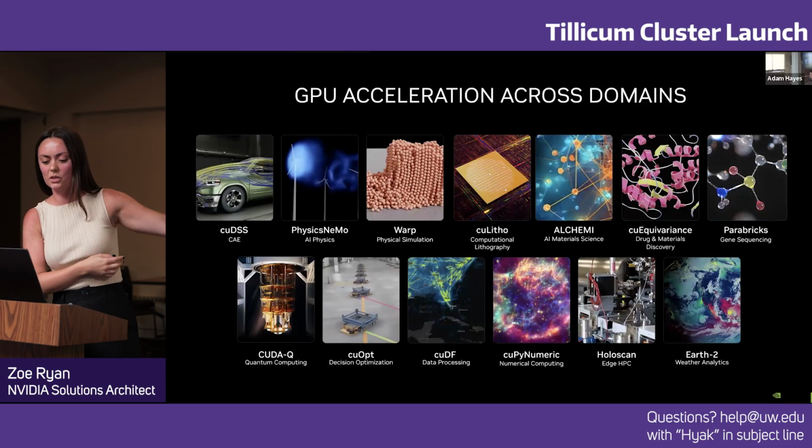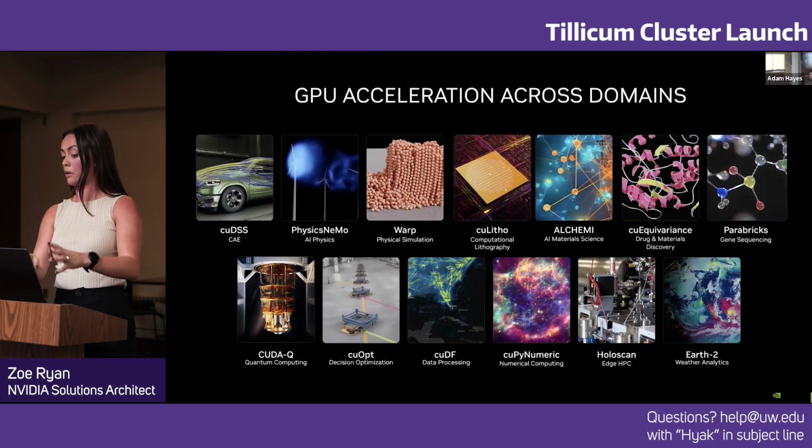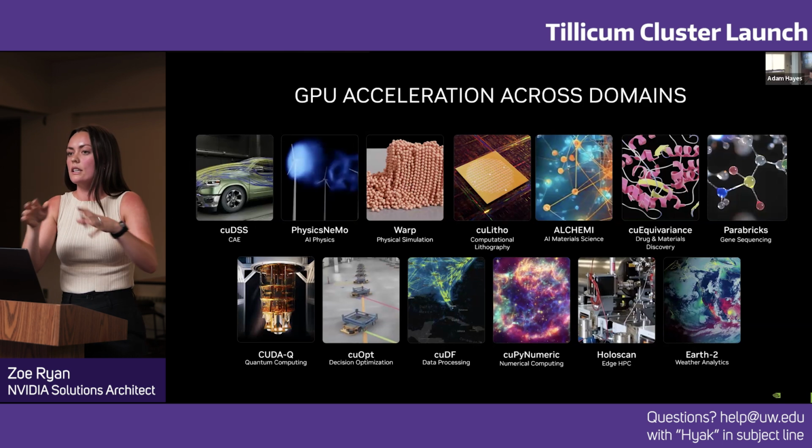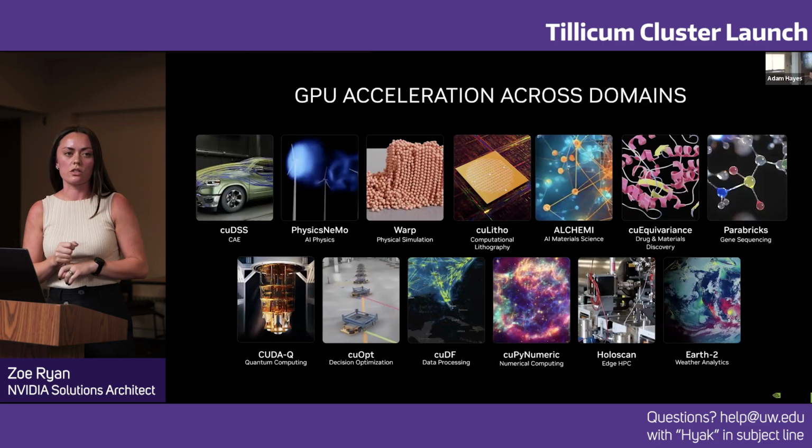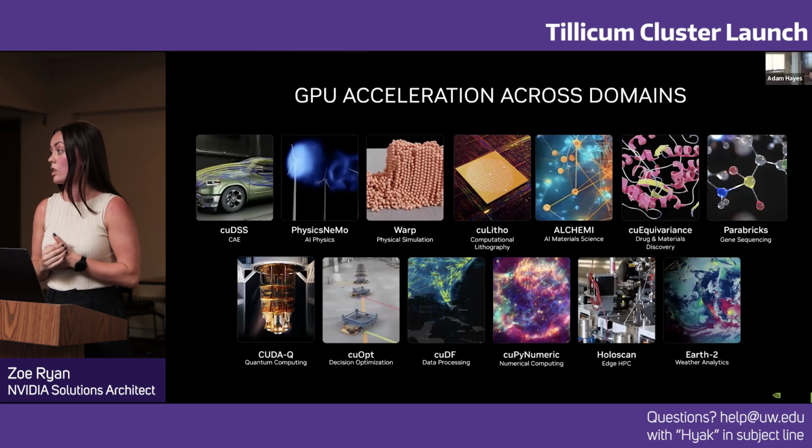So we've got up here cuDSS. We've got some that are outliers, right? But we've also got cuEquivariance, cuBinumeric, cuDF. It's just telling you, as the developer, as the researcher, these are all CUDA accelerated, right? They're software libraries that are going to run well on the GPU. And if you come across them, it's probably a good thing to try on Tillicum.